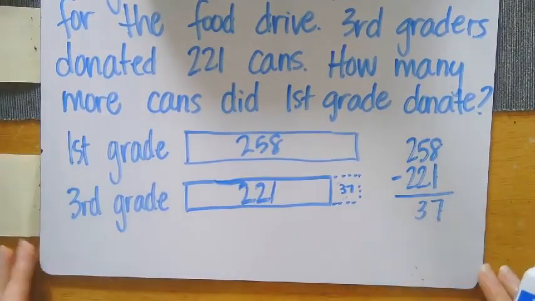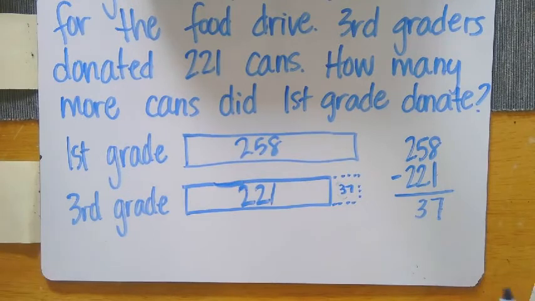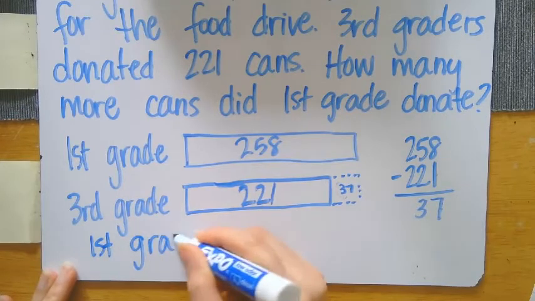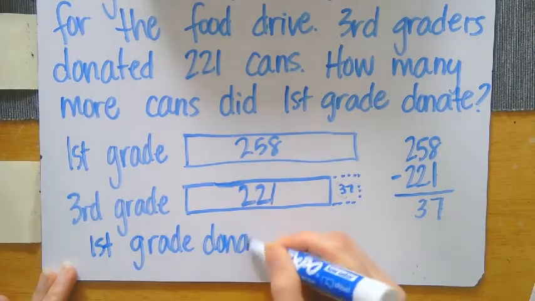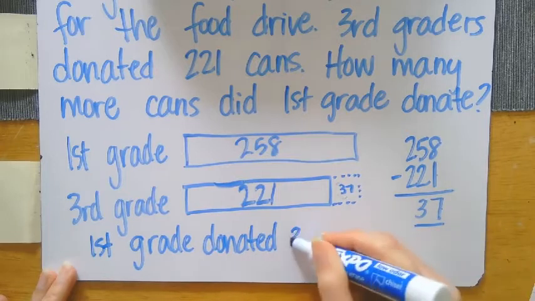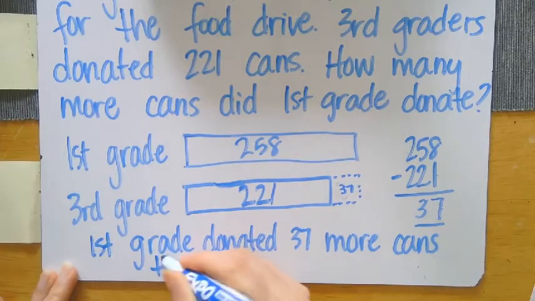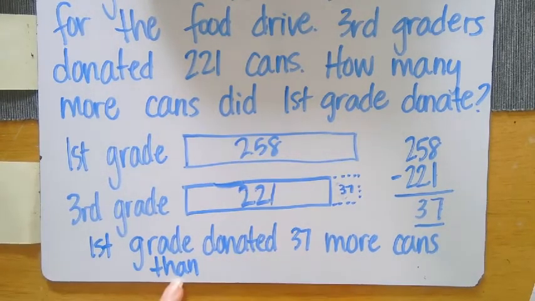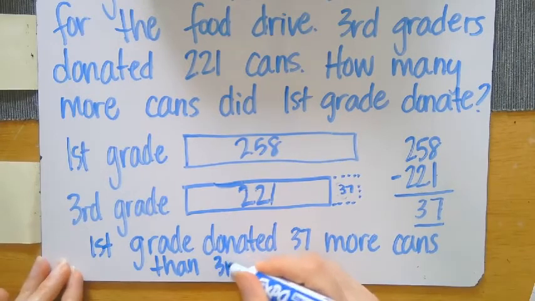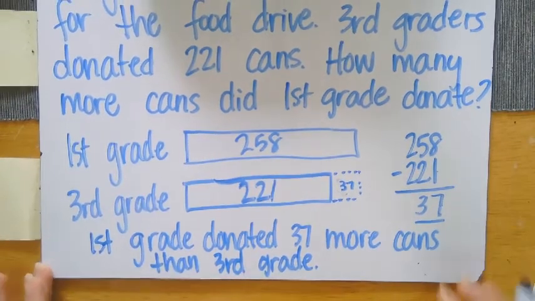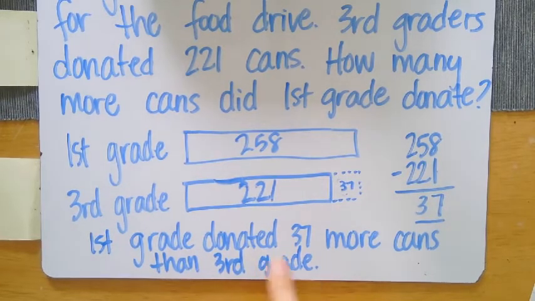Question, how many more cans did first grade donate? First grade donated 37 more cans than, I'm comparing, so it's the word than, third grade. When you're done, just go back and read your work out loud so that you know it sounds like it makes sense. First grade donated 37 more cans than third grade.